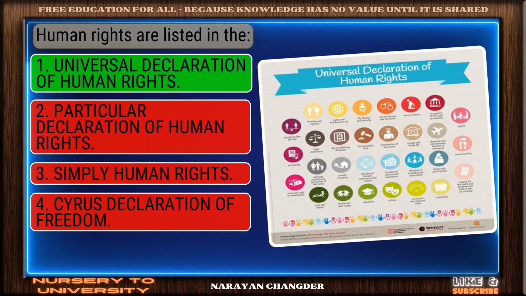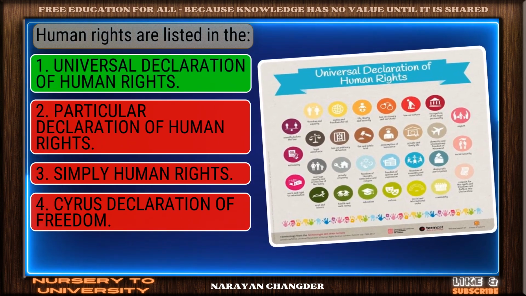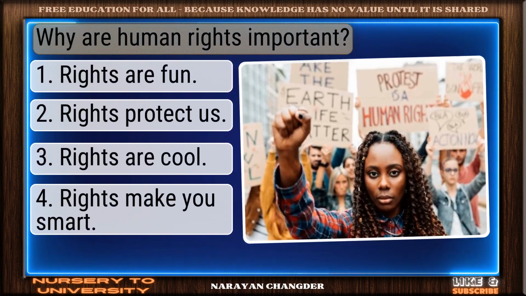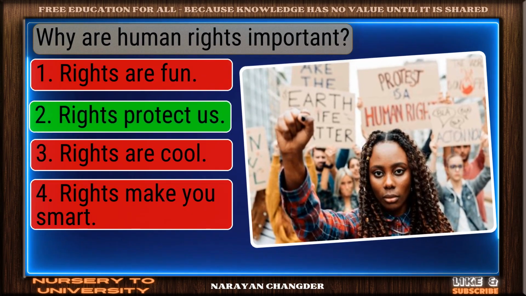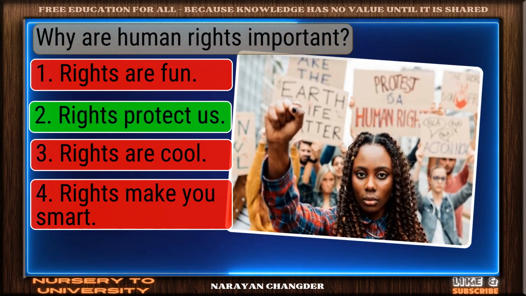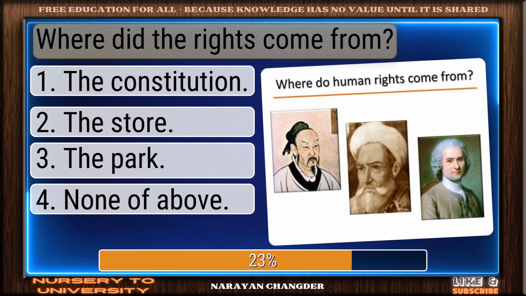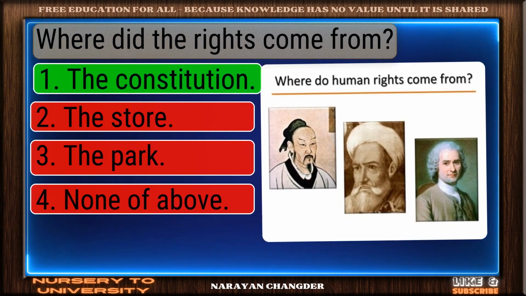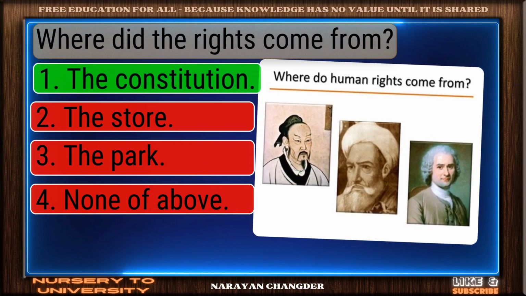You're right. Universal Declaration of Human Rights is the correct answer. Why are human rights important? Good job. Your answer, rights protect us, works well here. Where did the rights come from? Correct. The Constitution is the right answer.